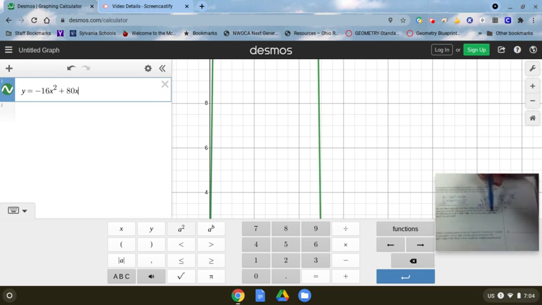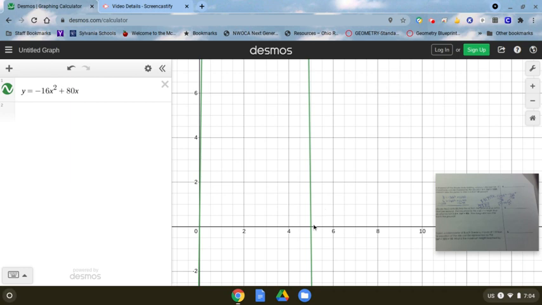Okay, so let's read the question. It says, how long will it take the fireworks to reach the ground? Okay, well, this one's a little bit easier because I just want to know when it hits the ground. So bam, you just have to hit on the ground right there.